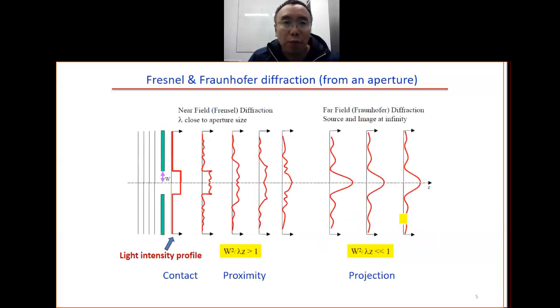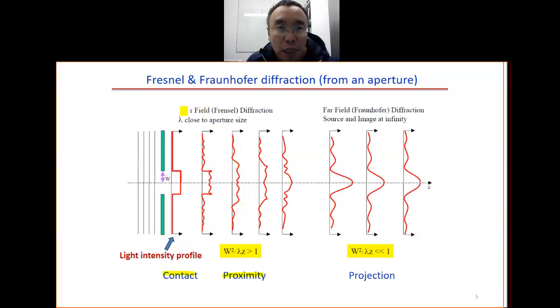Now let's look at what will happen if we have a light plane wave passing through an aperture with the width of 2W. Right after the aperture, the light profile is perfect, like a square wave. This corresponds to the case of contact printing lithography. After some distance, which is the case of proximity lithography, the light profile becomes complicated. It is really difficult to calculate; you need to do the integral to get this kind of profile.